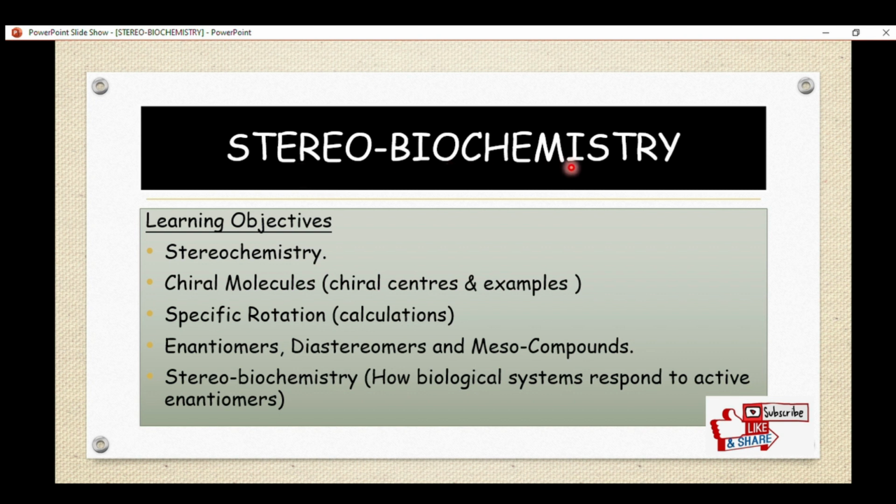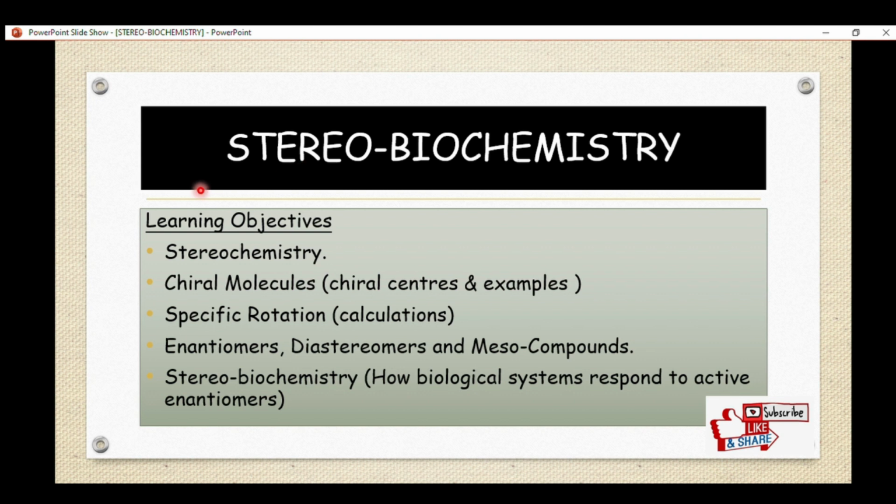So stereobiochemistry is how the biological systems in our body react to molecules when we take them inside our body. For example, when we take drugs, how this system and the enzymes in our body react to those drugs. So it deals with specificity. They are all specific in nature due to stereochemistry.